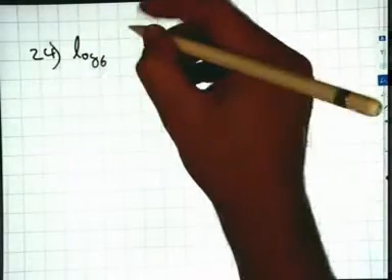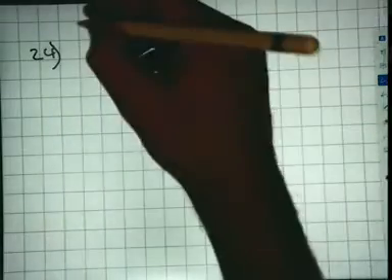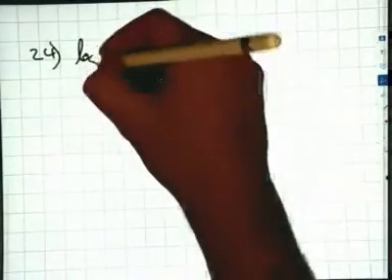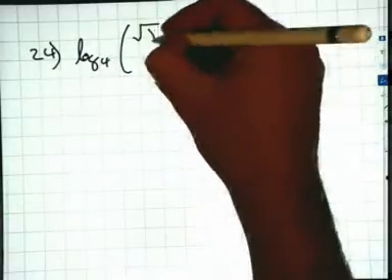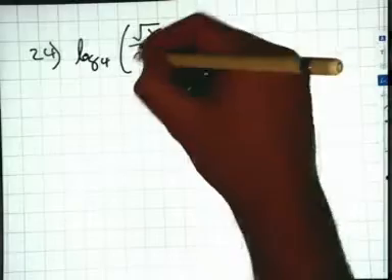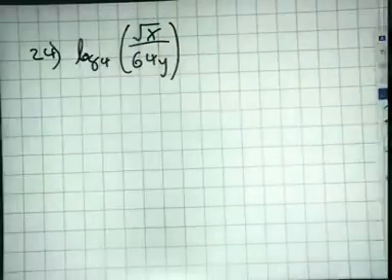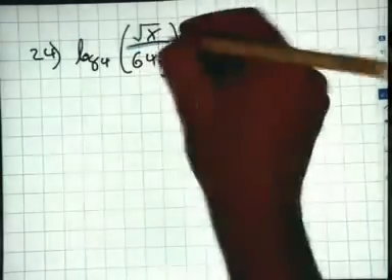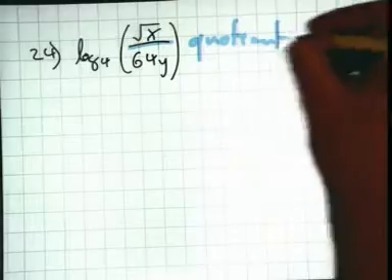Number 23: log base 4 of the square root of x over 64y. All right, so when I first look at this, I see my division bar, so that means I want to use my quotient rule.